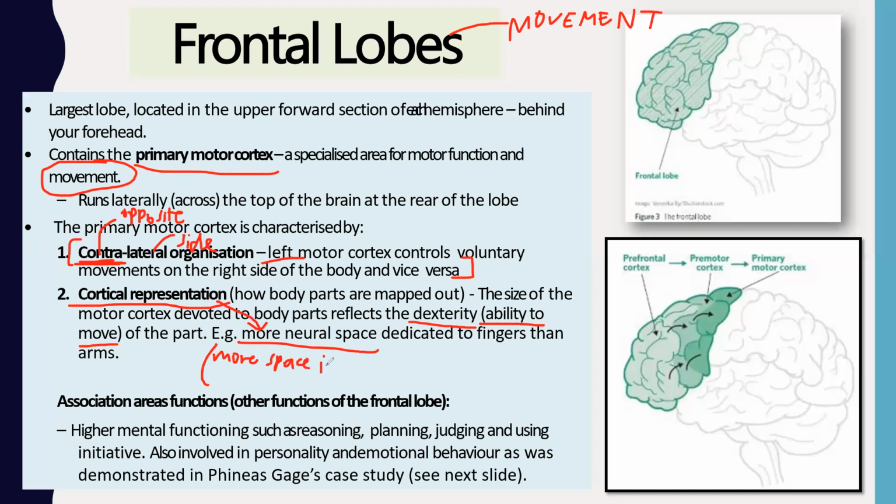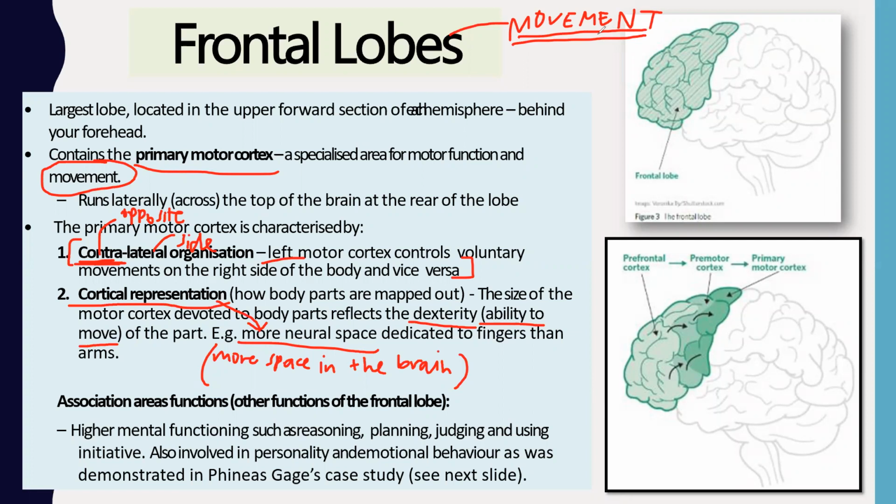Okay, so neural space or cortical representation or cortical area is just referring to this idea that body parts that need to be moved to a greater extent or need to be moved more often will often have more space dedicated to them in the brain. Okay, so that's what the primary motor cortex is about. The primary motor cortex is the specialized area of the frontal lobe. There are also other functions of the frontal lobe which we'll go through as well, but just remember that the main specialized function, okay, is movement.